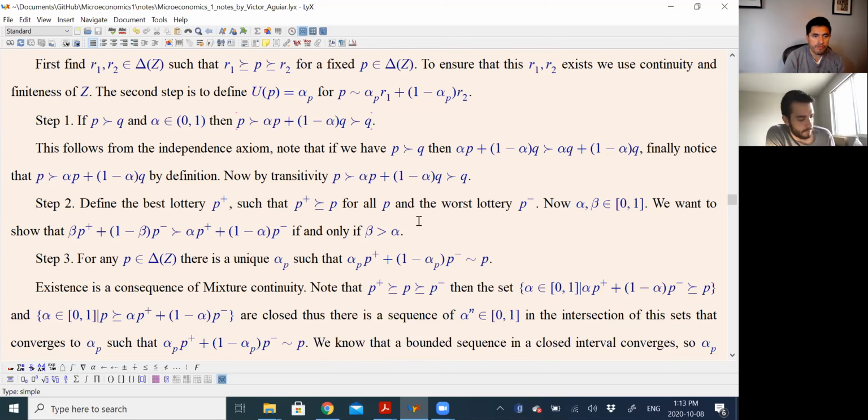So take the space of monetary outcomes, Z, and imagine the highest monetary outcome that this space gives you. Imagine my monetary outcomes are 0, 1, 2, 3, so on, until $10, okay? Then the best lottery is going to be the lottery that gives you $10 with probability 1, okay? So this is P plus. And P minus is going to be $0 with probability 1, okay? So P plus and P minus are the best lottery and the worst lottery.